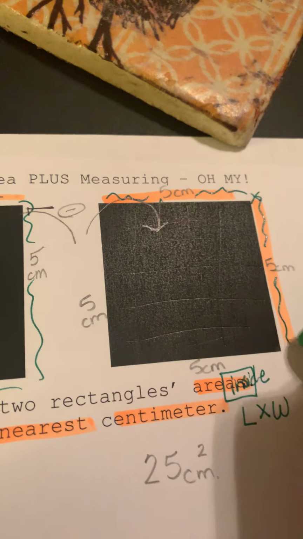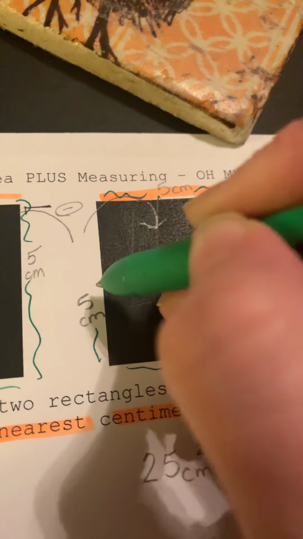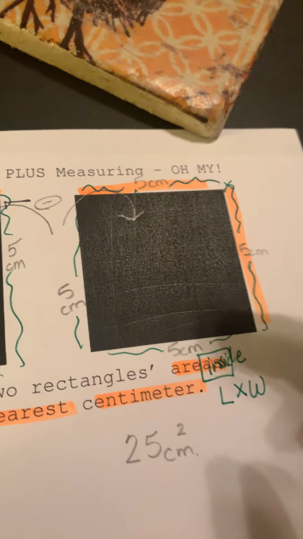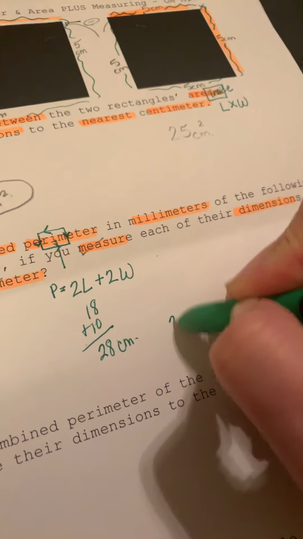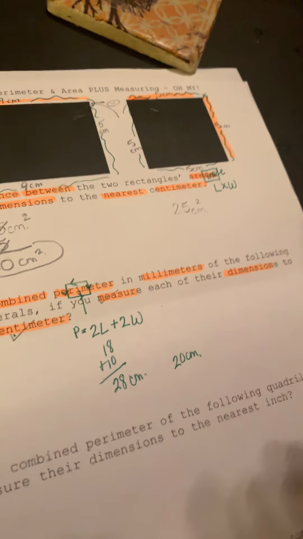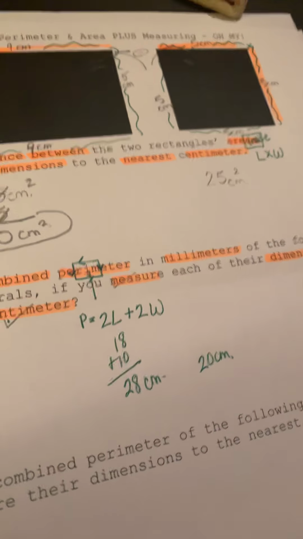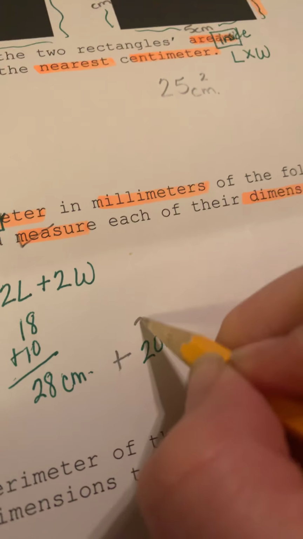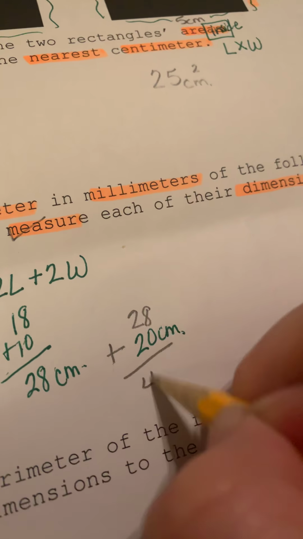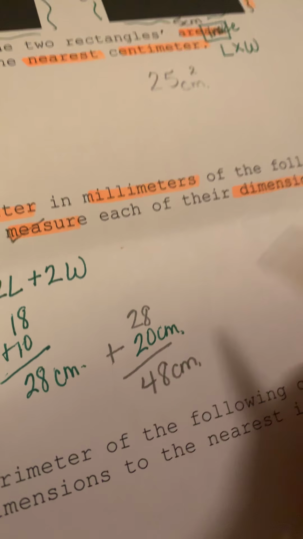Perimeter, it's all the way around. You add the sides together, you write the unit down. 2 lengths, 10, plus 2 widths, 10 is what? 20. 20 what? Centimeters. Do I say square? No, it's not square, it's not area. If you combine your 2 digits, if you combine your hands, what are you doing? Yeah, you're putting them together. So 28 plus 20 is 48 centimeters.